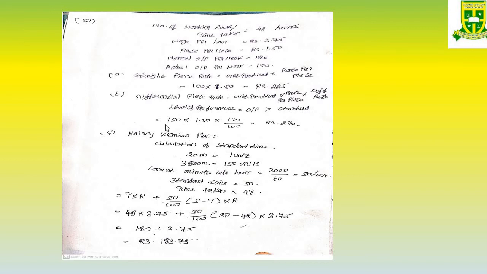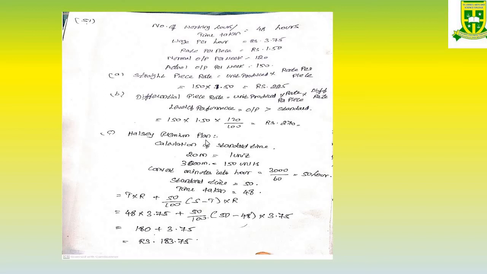So you have to pay a high standard rate. What are the units produced? 150. What is the rate per piece? 1.50 into, since his performance is high, we are giving 120 percent. So 120 by 100, which is 270. So according to the differential piece rate, we can pay an amount of 270. Now come to the Halsey premium plan.